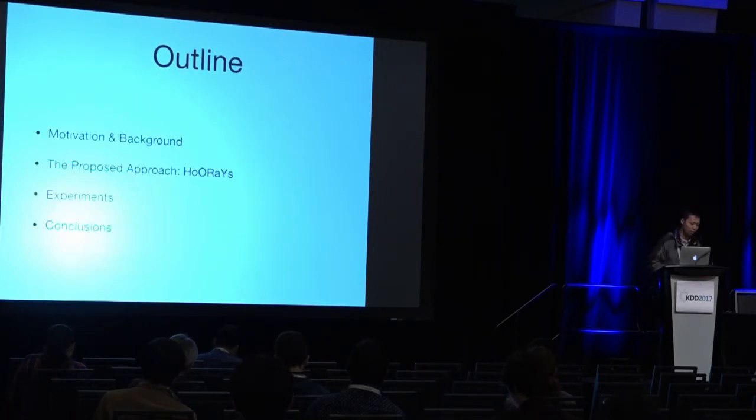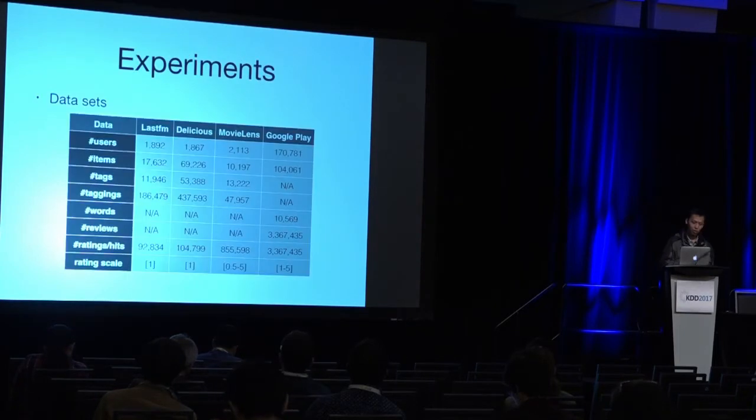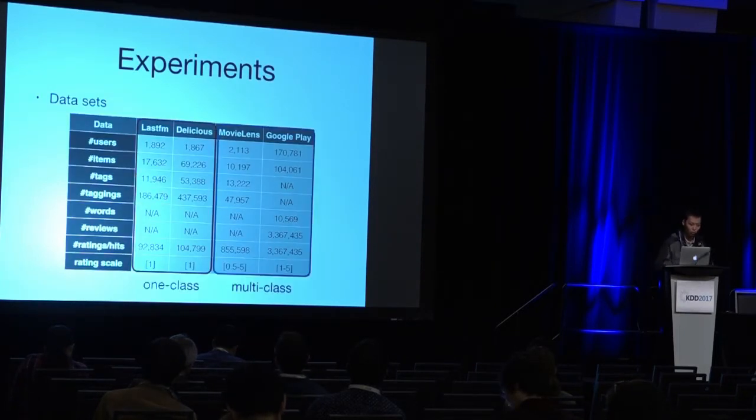Okay, then let's go to the experiments. In our experiments, we actually studied 4 data sets, two for the one-class case and 2 for the multi-class case. The one-class case is that we only have the positive feedback from users. And the multi-class case is a common case where we have, for example, 1 to 5 stars.